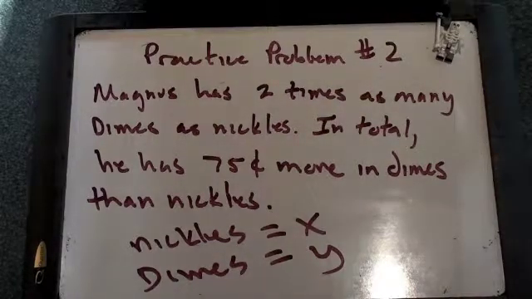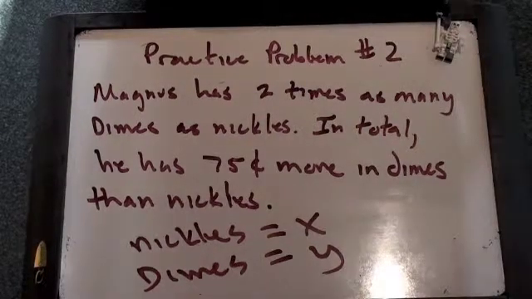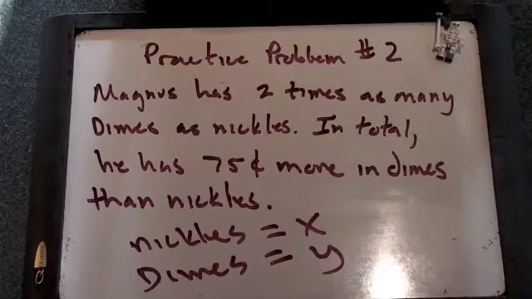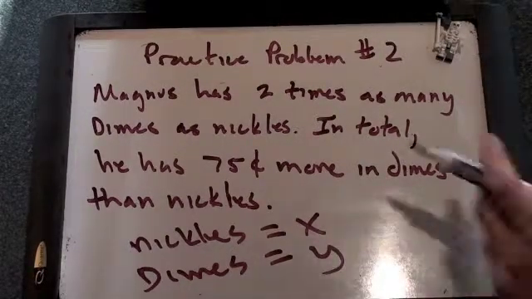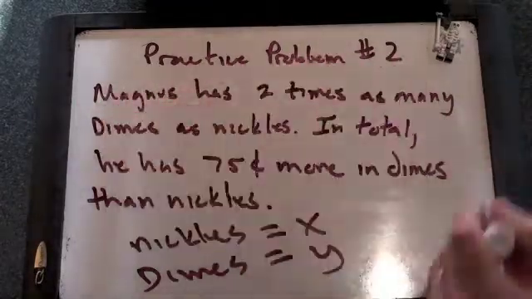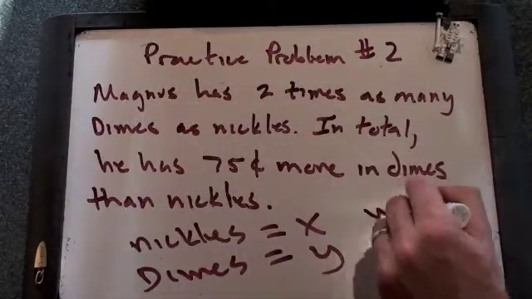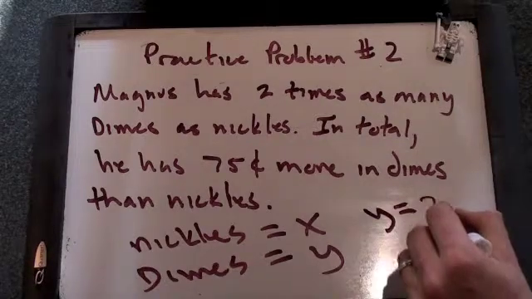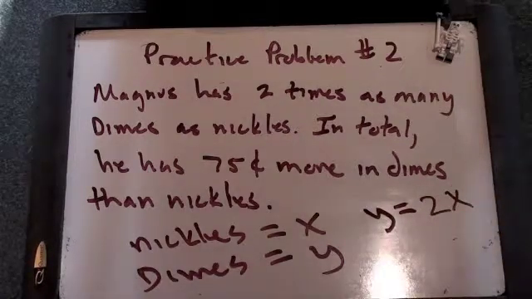Twice as many dimes as nickels. So if he has one nickel, how many dimes does he have? 2 dimes. If he has 2 nickels, how many dimes does he have? 4. If he has 3 nickels? 6. Okay, so what does y equal in terms of x? Magnus has twice as many dimes as nickels, so y equals 2x.